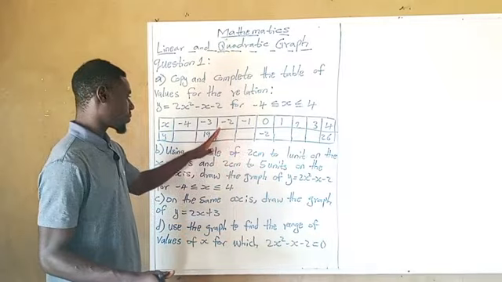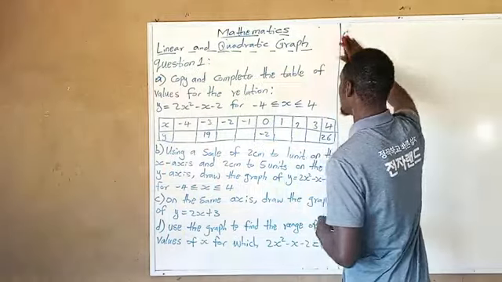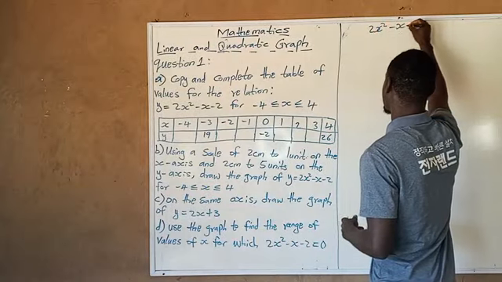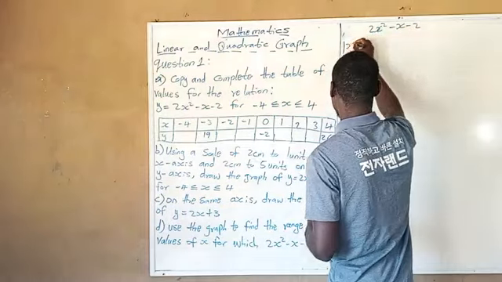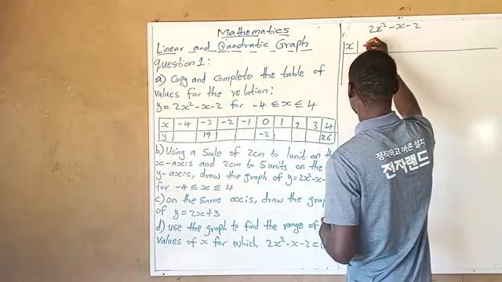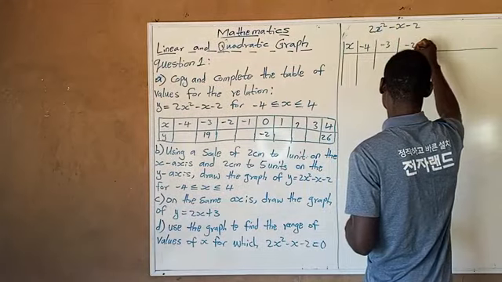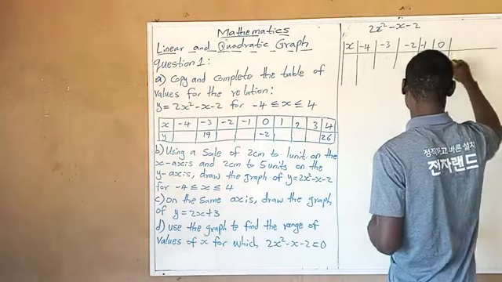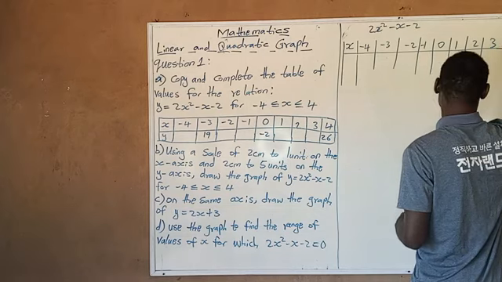So at this moment, let us complete the table. Now, you observe, we'll bring our x. I want to first of all complete this table first. 2x squared minus x minus 2 for the relation. x: we have minus 4, we have minus 3, we have minus 2, we have minus 1, we have 0, we have 1, we have 2, we have 3, and we have 4.